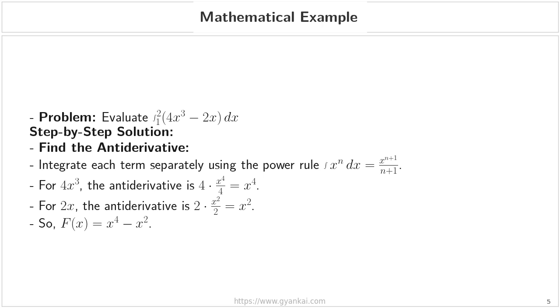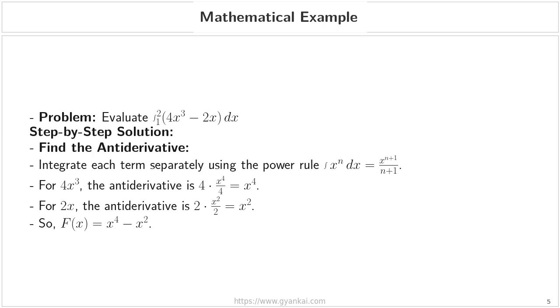Step 1. Find the antiderivative. Remember, we temporarily ignore the limits of integration at this stage. We need to find the antiderivative of 4x cubed minus 2x. We'll do this term by term, using the power rule for integration, which states that the integral of x to the power of n is x to the power of n plus 1, all divided by n plus 1.